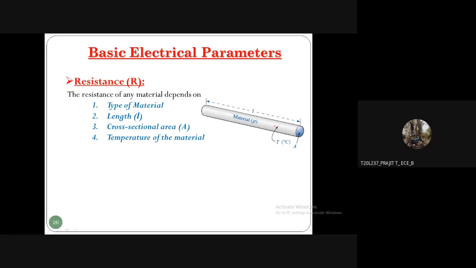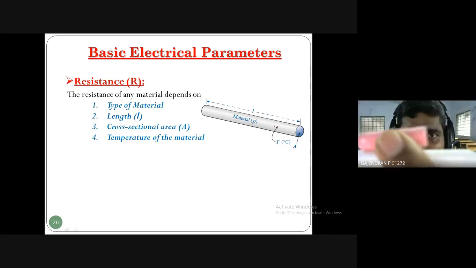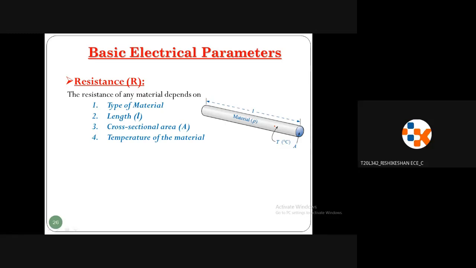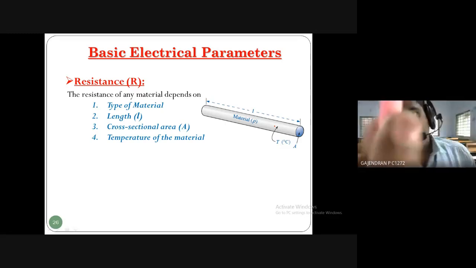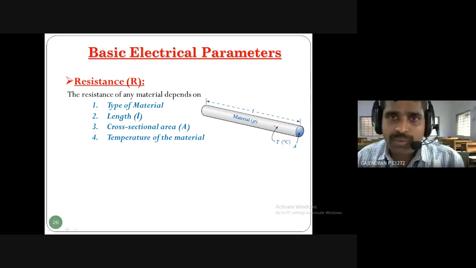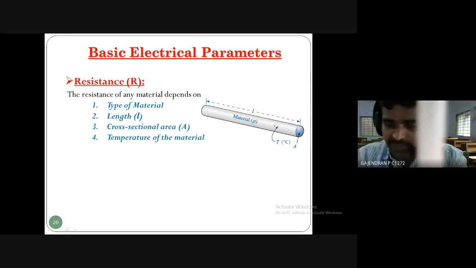Length. Okay. We will do one thing. This is one material. This is another material. This is iron. This is copper. What is this? White color is iron. This pink color is copper.